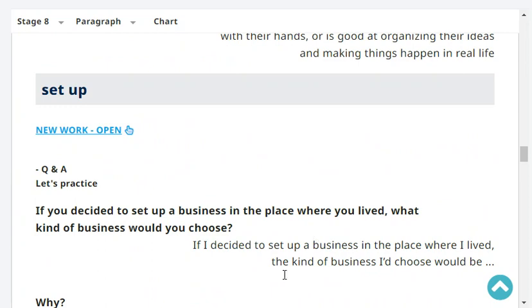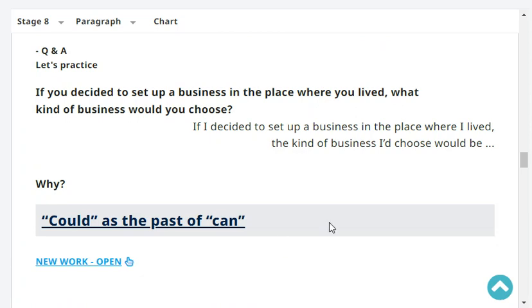First question. If you decided to set up a business in the place where you live, what kind of business would you choose? If I decided to set up a business in the place where I live, I think I choose maybe a business about science. Very good. Why? Because I like experiments. Okay.